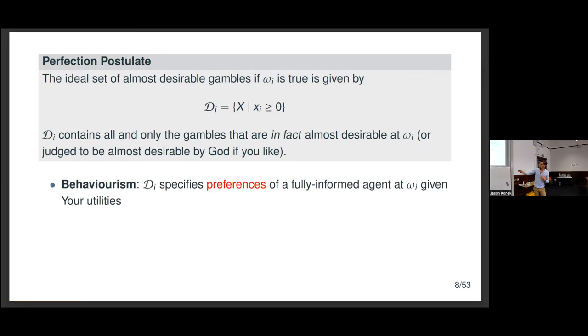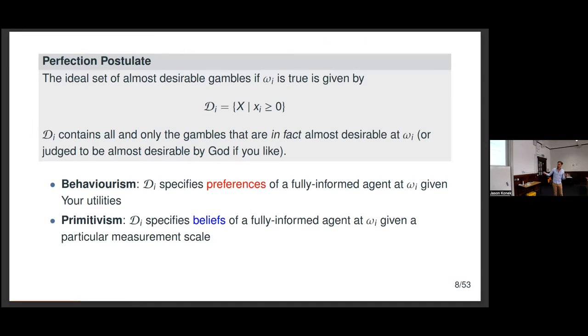Okay, and if we're behaviorists, then this specifies the preferences of a fully informed agent with your utilities. If we're primitivists, it specifies the beliefs of a fully informed agent given a particular measurement scale. I mean, we can still use utilities as the things that we have beliefs about, or you can have gambles about quantities in some other state.